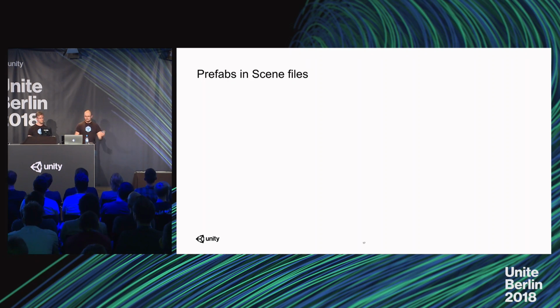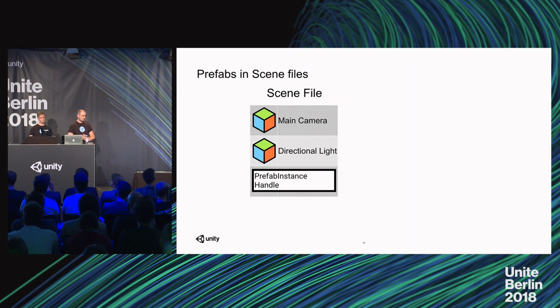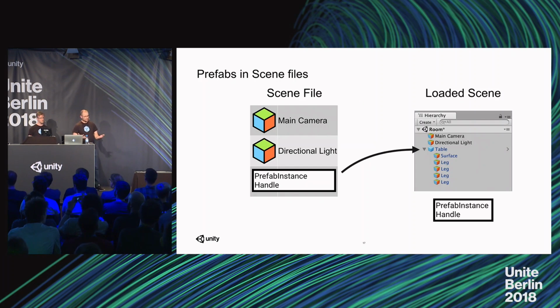So, what does the prefab look like in a scene? In this very, very simple scene, we have a main camera, we have a direction light, and we have a prefab instance. And we don't have all of the objects that the instance is going to expand into when you load it. So you load the scene, and now the prefab expands. It basically looks at the prefab instance handle, and it says, oh, I'm from this asset, and then it spawns it into the scene during the loading. And it also loads the prefab instance handle object itself into memory as well. So we have that all in memory.